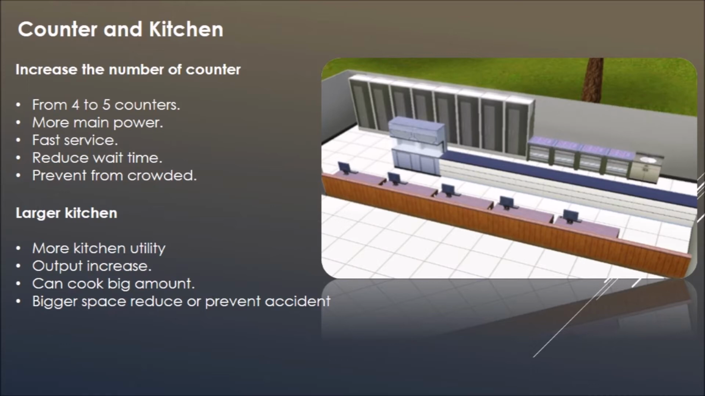This picture here shows the counter and the kitchen in a KFC restaurant. Most of the KFC branches have a maximum of 4 counters only. The new layout we suggested has 5 instead of 4. Having more counters and a larger kitchen will reduce the time for customers to wait in line.